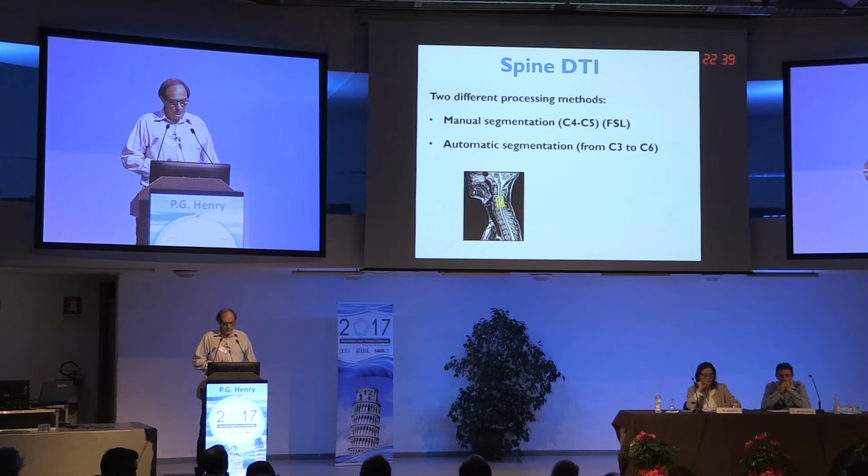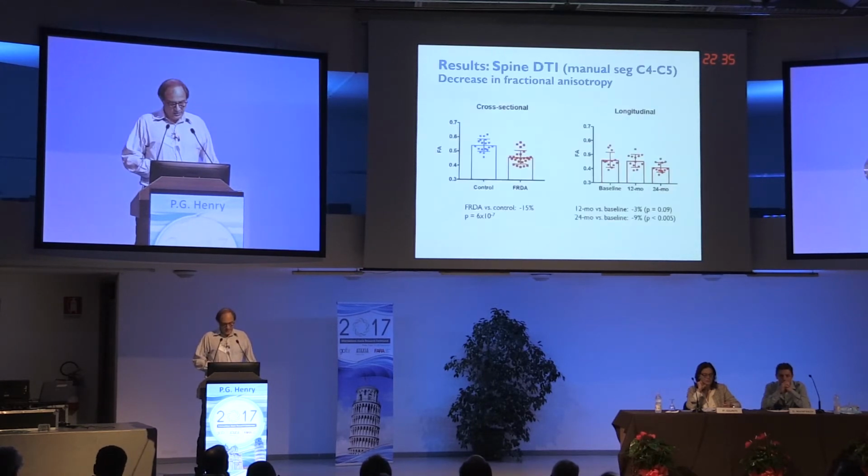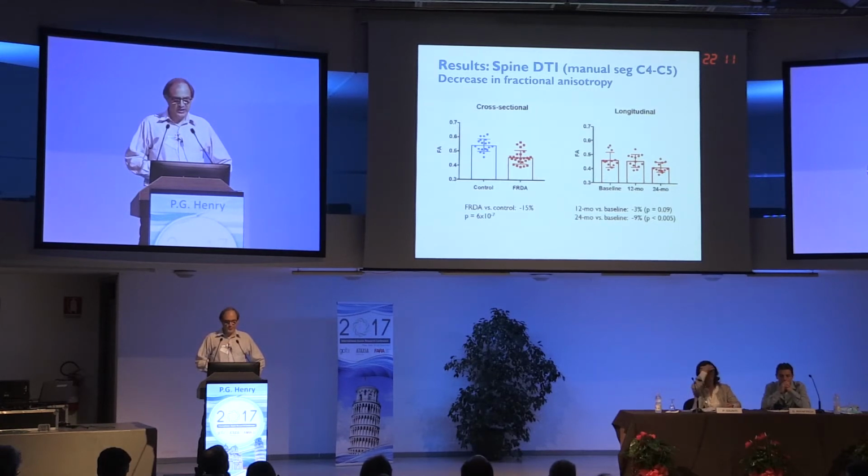Spine DTI, we use two different processing methods, one manual, one automatic. These are the results for manual segmentation at C4, C5. We saw a decrease in fractional anisotropy. In cross-sectional data, it was about 15% lower in patients than in controls. And in longitudinal data over 12 and 24 months, we had a noticeable decrease that reached 9% at 24 months.